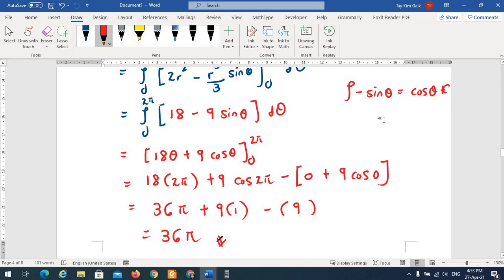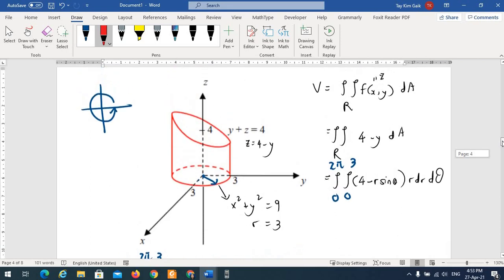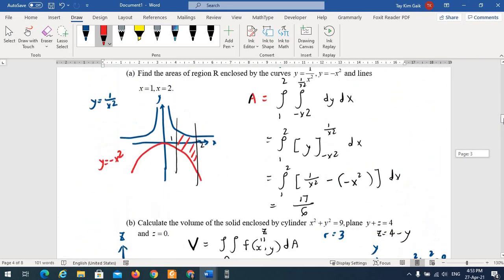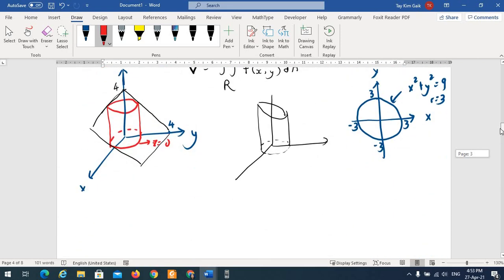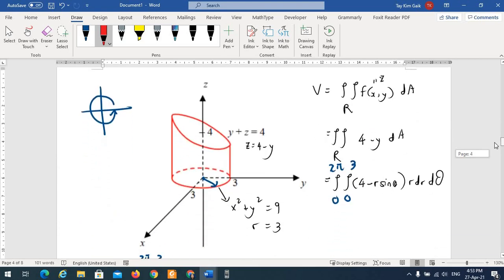So any question for this one? Question 6b. Any questions?